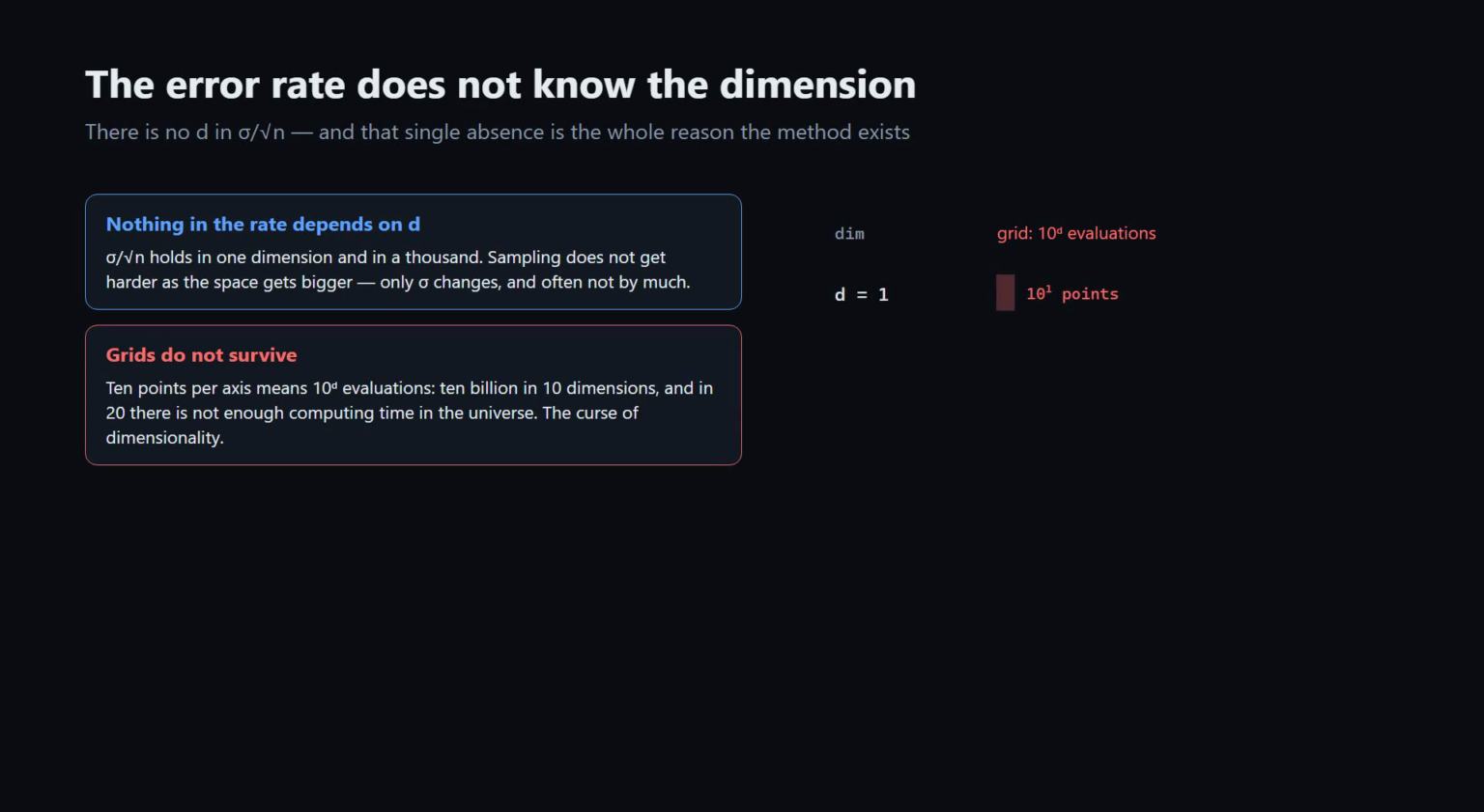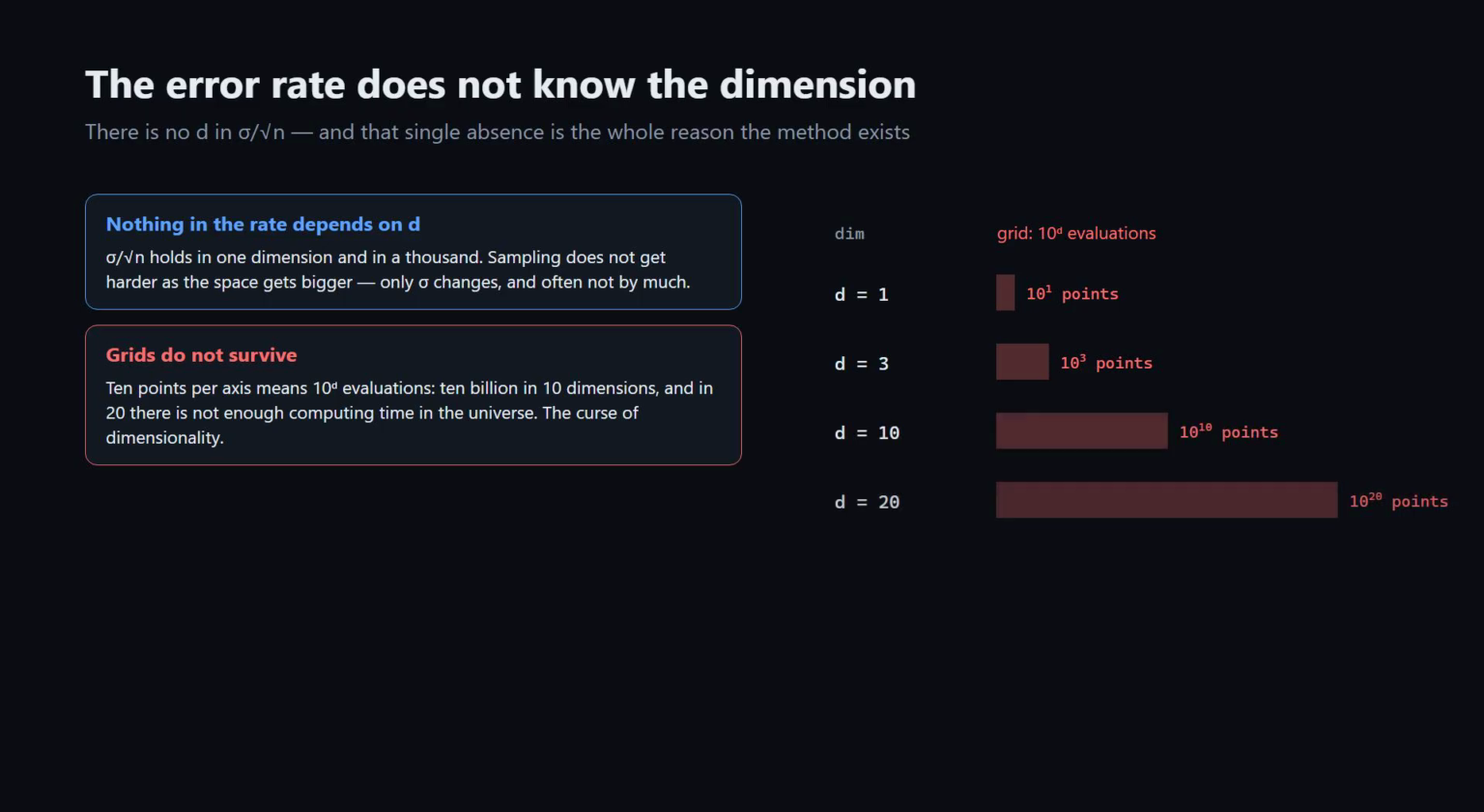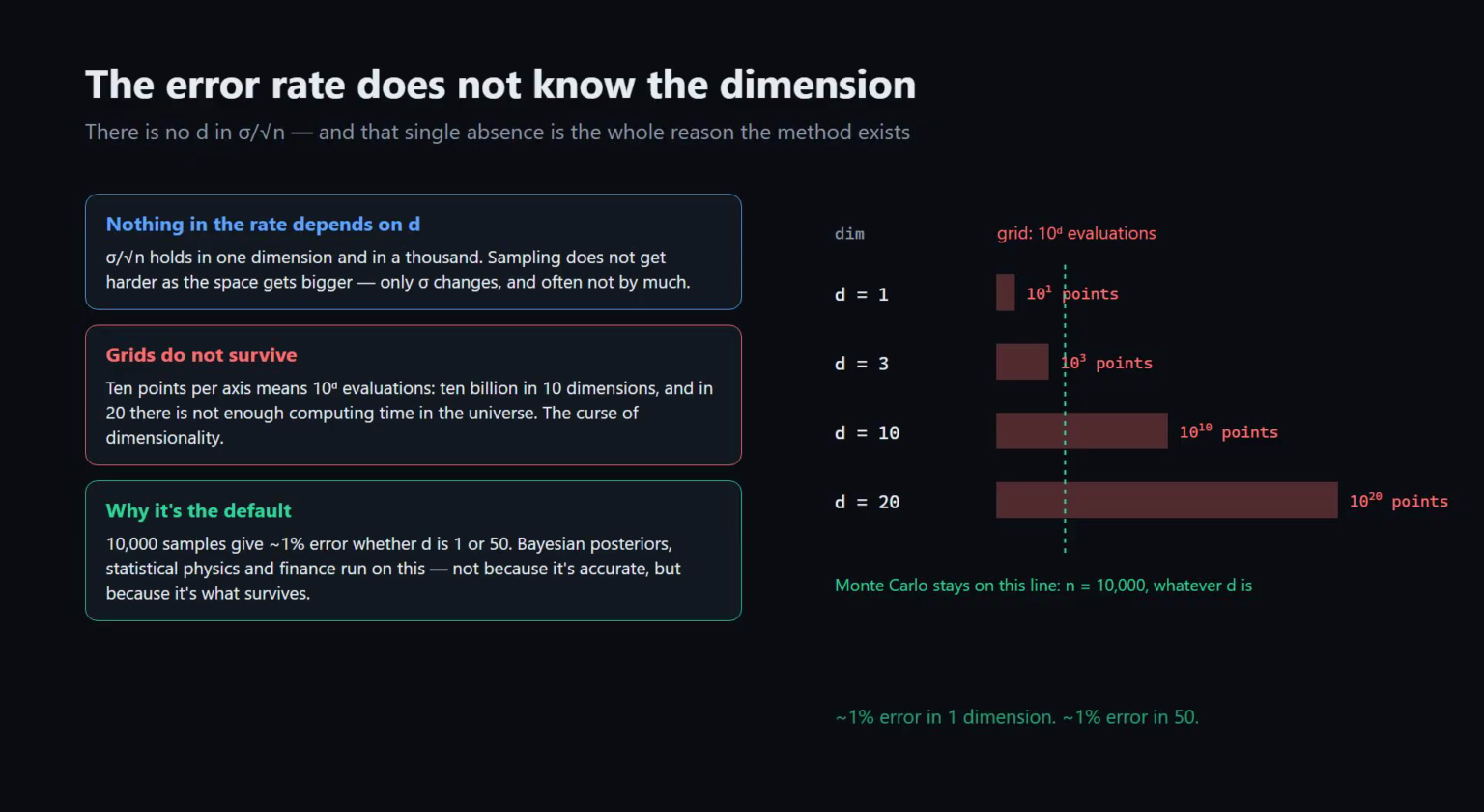Grid methods care enormously. Put just 10 points along each axis, and you need 10 to the d points in total. In 10 dimensions, that is 10 billion evaluations. In 20 dimensions, there is not enough computing time in the universe. This is the curse of dimensionality. Monte Carlo simply ignores it. 10,000 samples give roughly 1% error, whether the problem has 1 dimension or 50. That is why Bayesian posteriors, statistical physics, and quantitative finance are all computed this way, not because the method is accurate, but because it is the only one that survives.